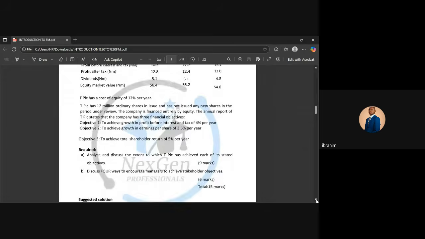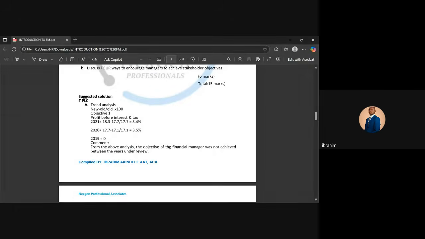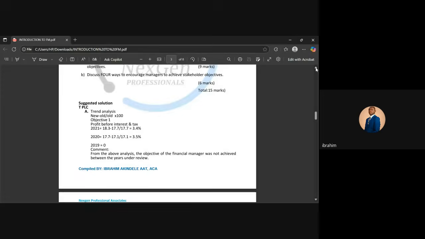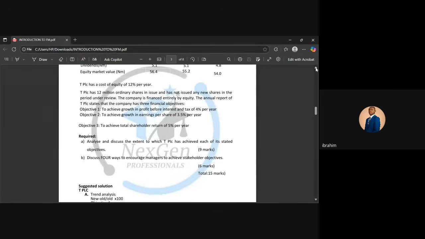That is the question, of which in our last class we were able to say that when you see a question like this, the first thing you need to do is to read the required. It is very important. When you read the required, it is assumed that you understand the requirements, right? It is assumed that you've solved 60% of the question. Now, the question says, analyze and discuss the extent to which CP has achieved each of its stated objectives, right?